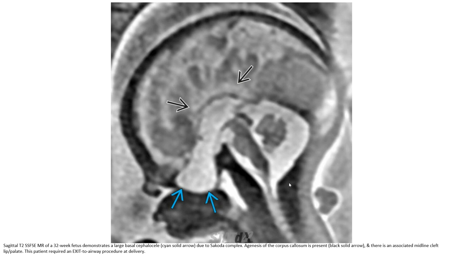And this is the next case, SSFSE images. A large basal cephalocele due to sphenoidal complex. Agenesis of the corpus callosum is present, black arrow indicated, and there is an associated midline cleft lip and palate. This patient requires an EXIT to airway procedure at delivery.